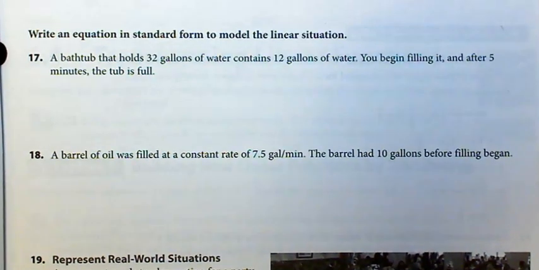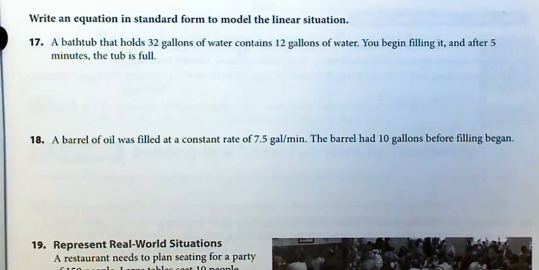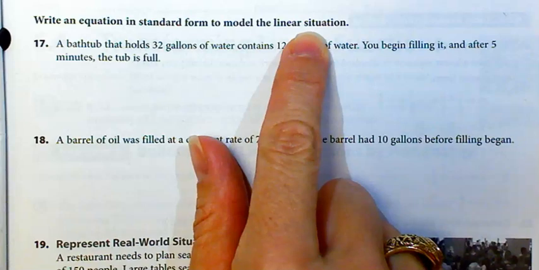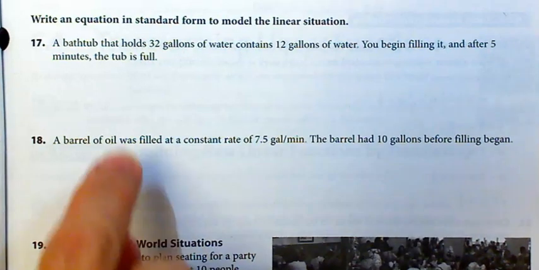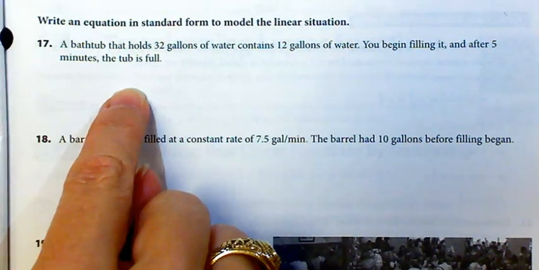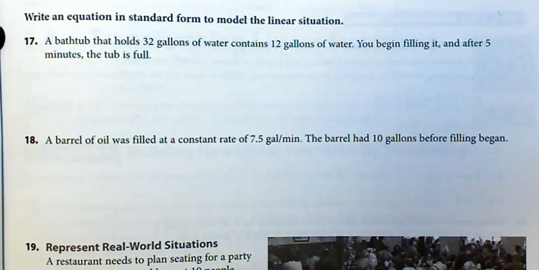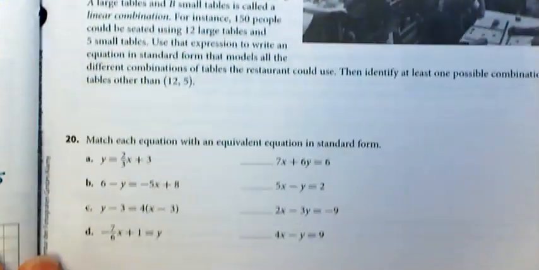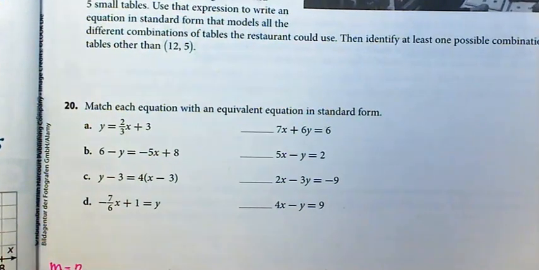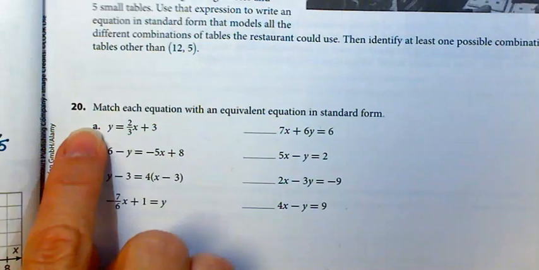All right, I'm now on page 279, and we're going to do a couple more of the problems for Module 6, Lesson 3. We're going to do 17, and we're going to do 20. What I encourage you to do is read the directions, write an equation in standard form, pause it, attempt 17 and attempt 20, and then play it and walk through with me and get your answers.